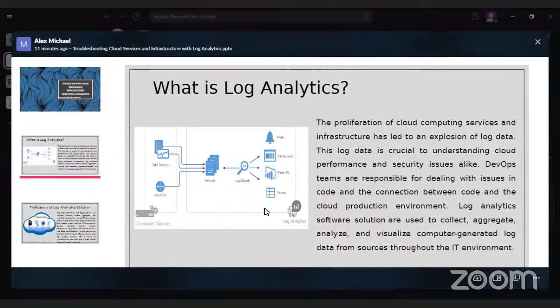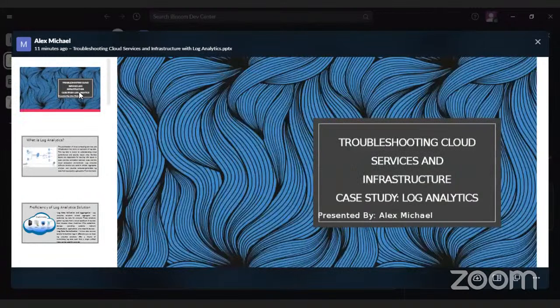So from the topic we can see over here, it says troubleshooting cloud services and infrastructure. And most of the time when we talk about troubleshooting, most people tend to mistake it for repairing.